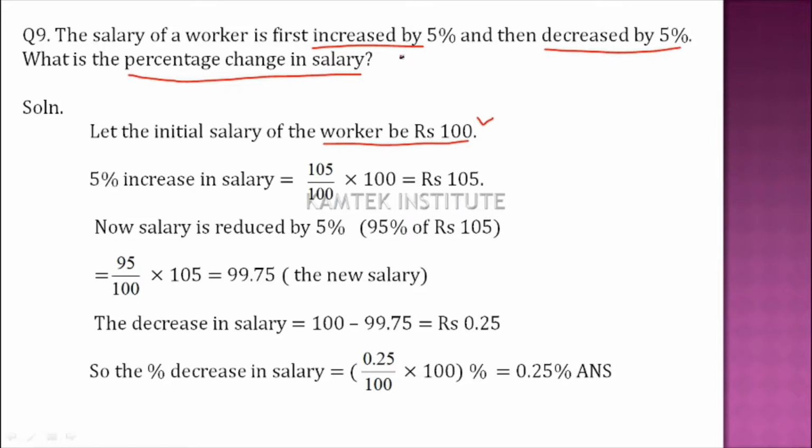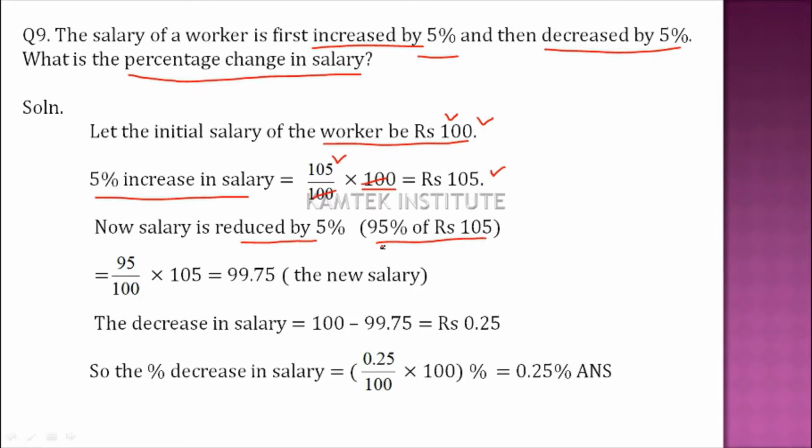Now in the first stage, there's an increase in salary by 5%. So what is the formula for increase by 5%? If we assume that his initial salary was 100%, now it is 105%. So we write 105 upon 100 multiplied by the initial salary, that is what we had assumed to be rupees 100. So 100 and 100 get cancelled. So after the increase, the salary is rupees 105. In the second stage, there's a decrease in salary by 5%. So that means it is 95% of 105, which is the new salary after the increase of 5%.